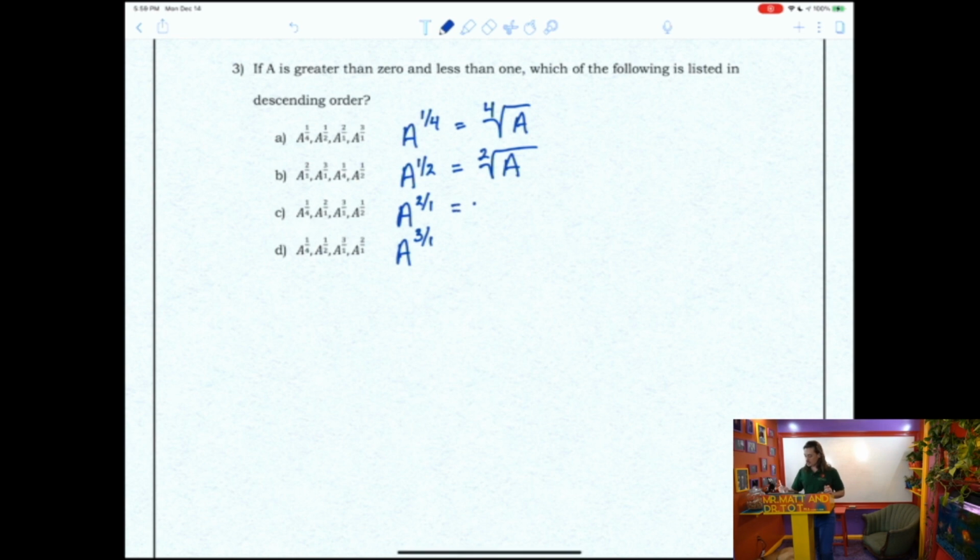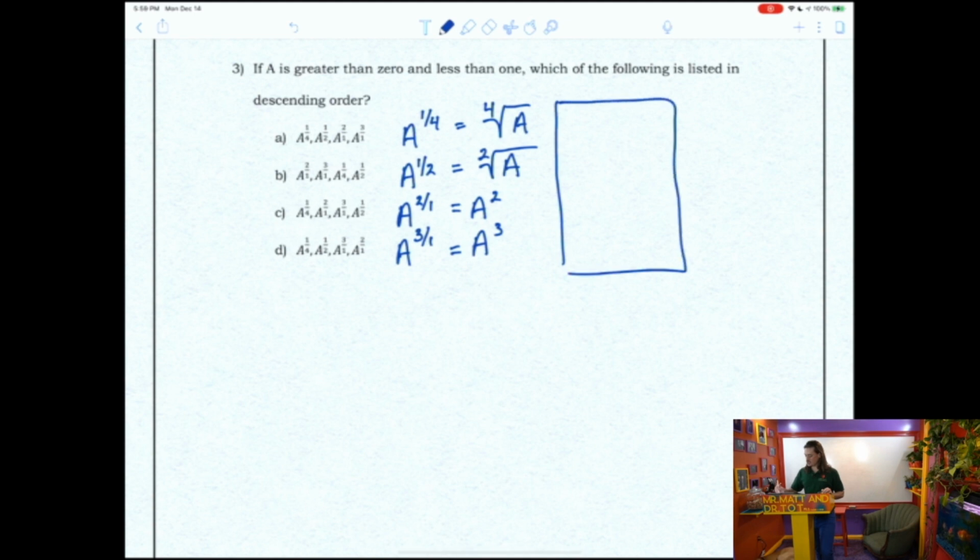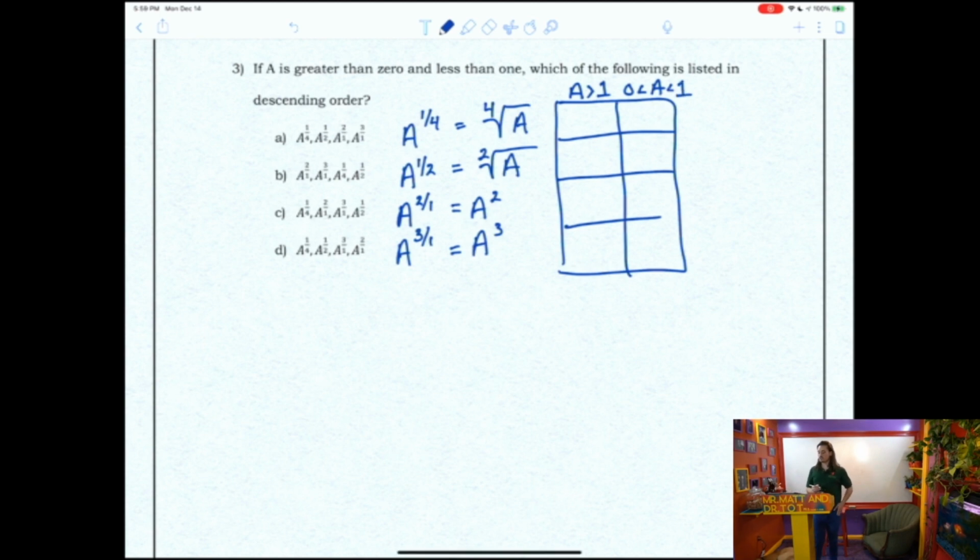This is just a squared, right? Because 2 divided by 1 is still 2. The same thing here, this is just a to the third. So now if we compare a greater than 1 versus a in between 0 and 1: if a is greater than 1 and we took the cube root, we would expect that to go way down as compared to the square root, but we would expect both of them to decrease. So those are going to be the opposite results as if a were in between 0 and 1.